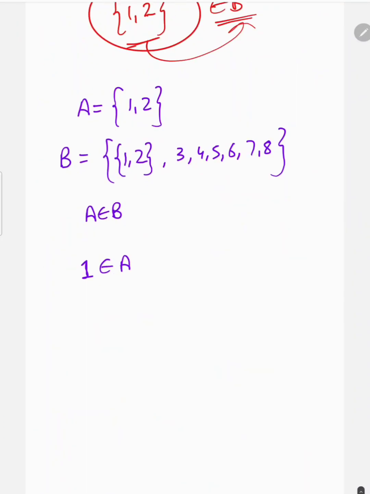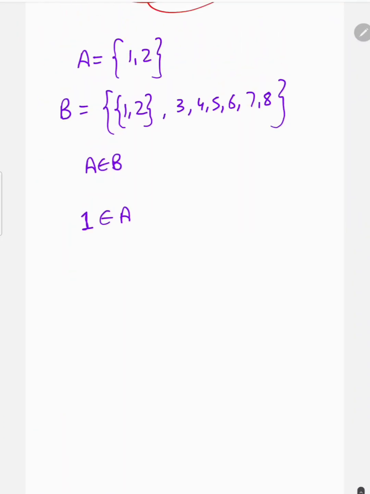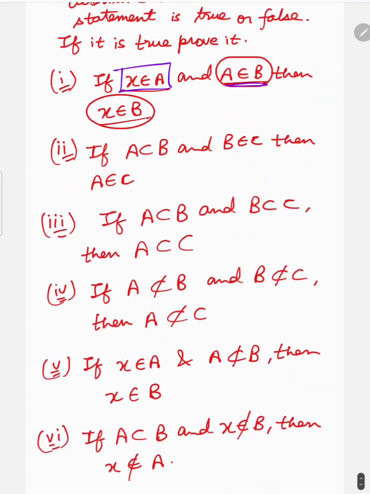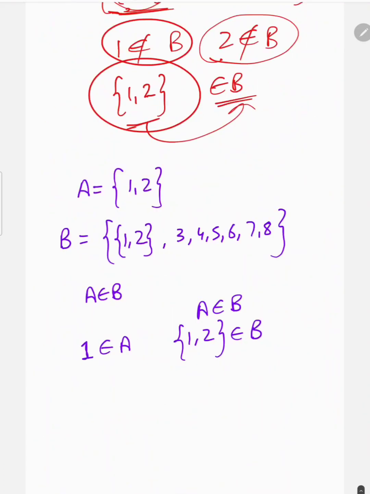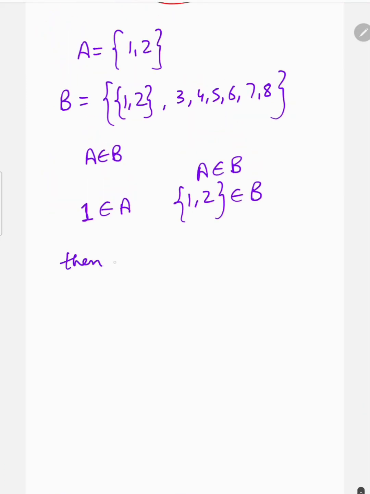and A belongs to B. Yes, as a set it belongs to B. So A belongs to B, {1, 2} belongs to B. Yes, then X belongs to B, then 1 belongs to B. Is it true? No, this is false. 1 does not belong to B.